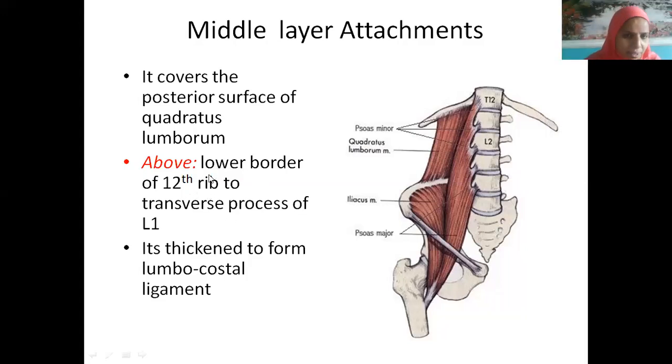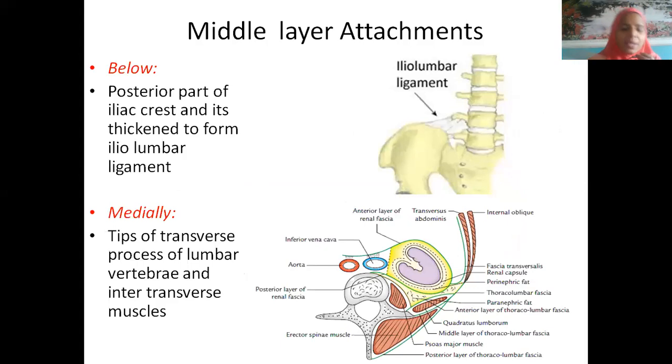This is same, isn't it? 12th rib and the transverse process of L1. Okay, and it is thickened to form lumbocostal ligament. Nothing but lateral arcuate ligament. That means both layers, anterior and middle layers, both are thickened to form the lateral arcuate or the lumbocostal ligaments.